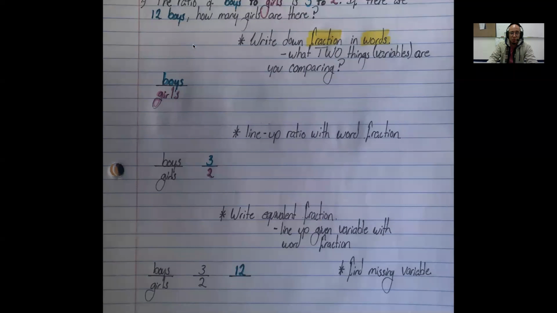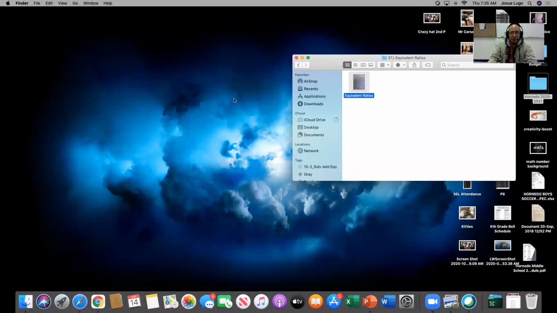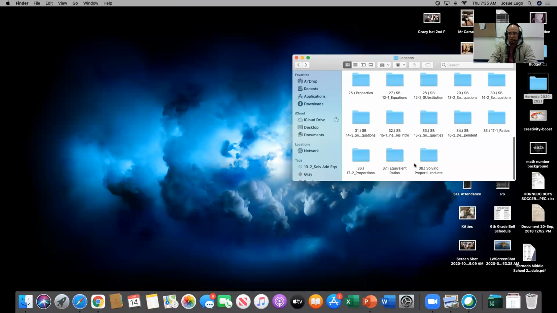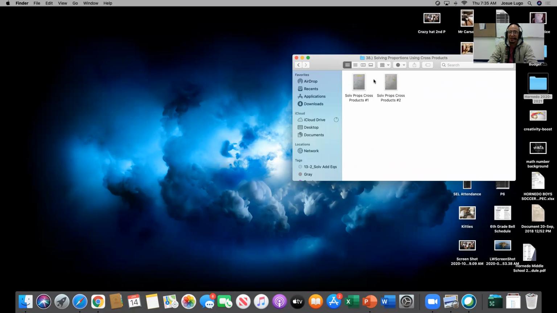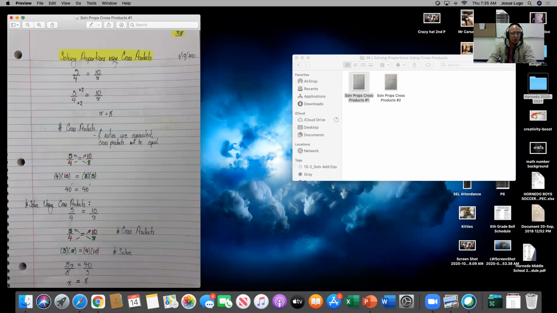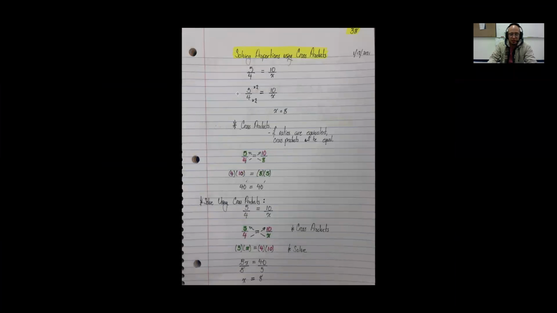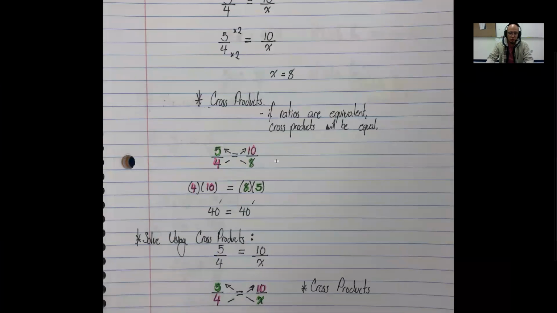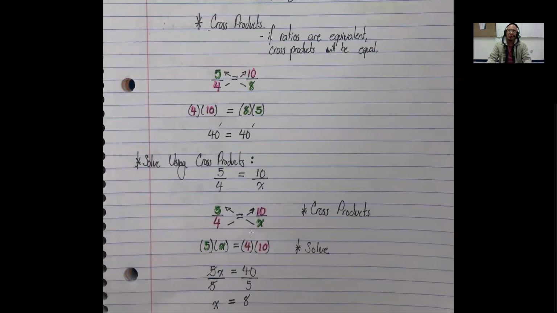Another thing that we're going to be using quite a bit is actually our lesson from yesterday, which was solving cross products. And again, I just want to remind you really quickly, it would be valuable to have that open as well. And remember that cross products is simply where we make an equation. Our goal is to make an equation where on one side of the equation, for example, if I have 5 over 4 is equal to 10 over x, one side of the equation is made up of one of the cross products, so 5x.